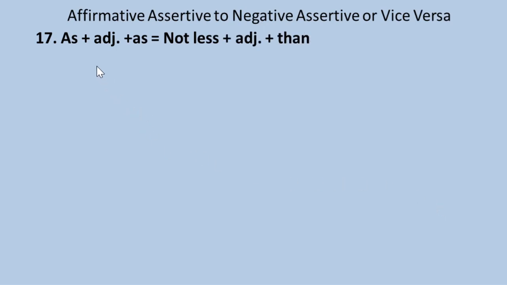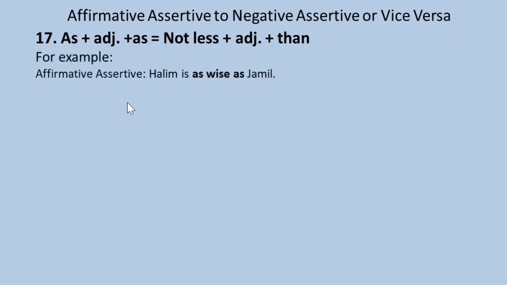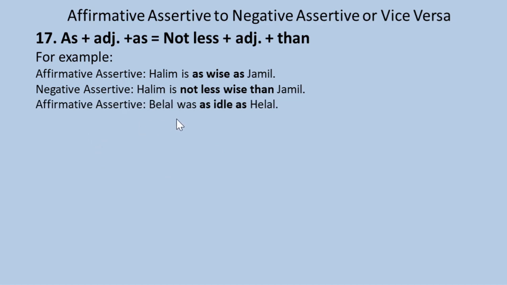Rule number 17, as adjective as equals not less adjective than. So the first as is replaced with not less, the second as is replaced with than. For example, affirmative assertive, Halim is as wise as Jamil. Negative assertive, Halim is not less wise than Jamil. Affirmative assertive, Belal was as idle as Halal. Negative assertive, Belal was not less idle than Halal. So as is replaced with not less, and here as is replaced with than.